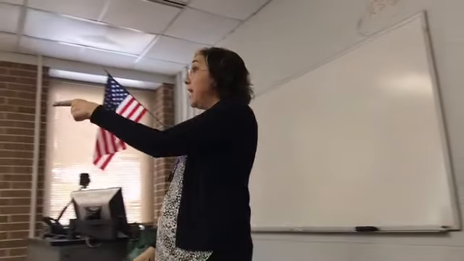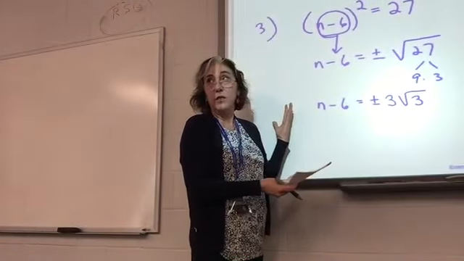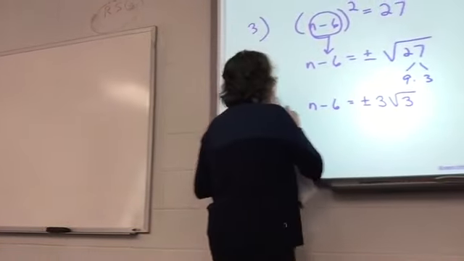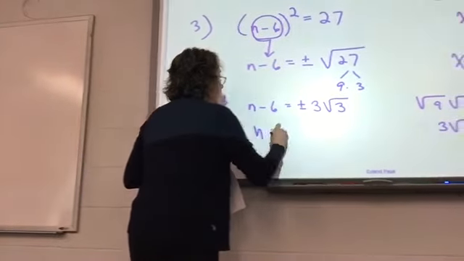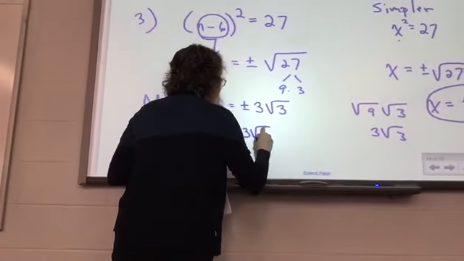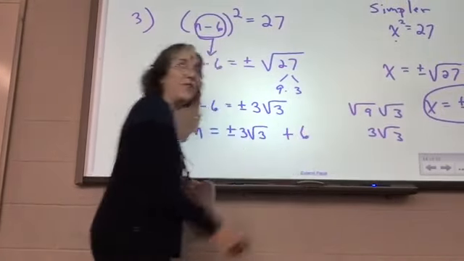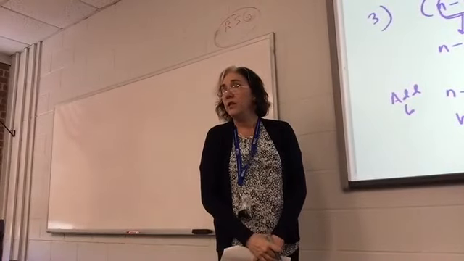Yes, because the n isn't by itself, because you've got the negative 6. So how do we remedy that? Add 6. Okay, so we're going to add 6. And I would rather you write it like this. I'll tell you why. Put the plus 6 on the end. I'll show you why after you write it down.